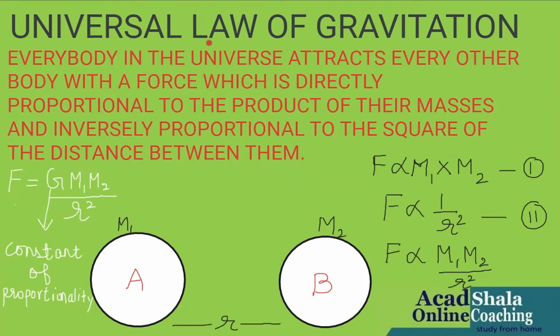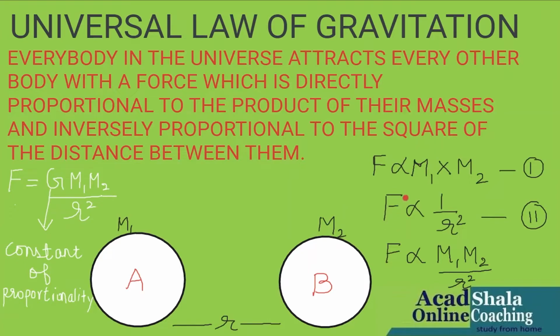Now let the force of attraction between the two objects be F, which I told you. Now according to the universal law of gravitation, the force that is F between the two objects is directly proportional to the product of their masses, that is M1 and M2. So how do we write it? That is F is directly proportional to M1 into M2. And we frame this expression as first equation, which is written over here. Okay, let us go to the next step.